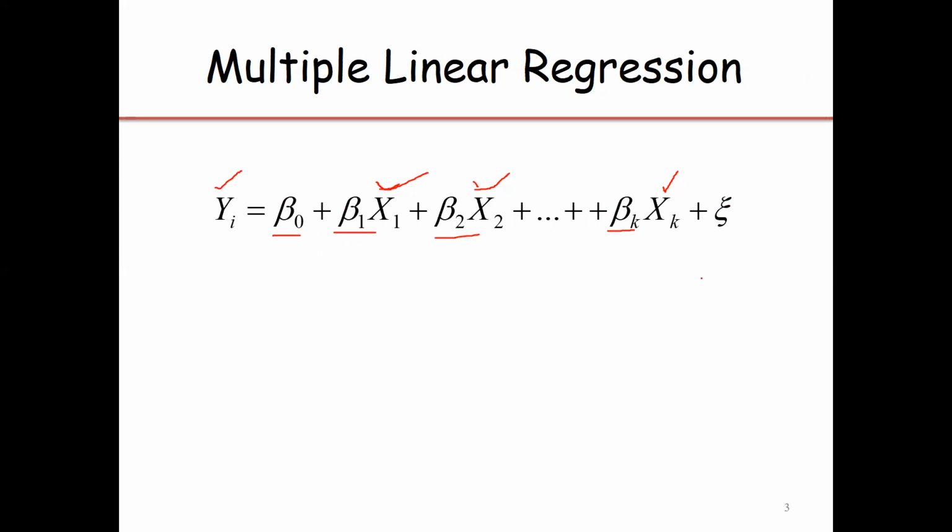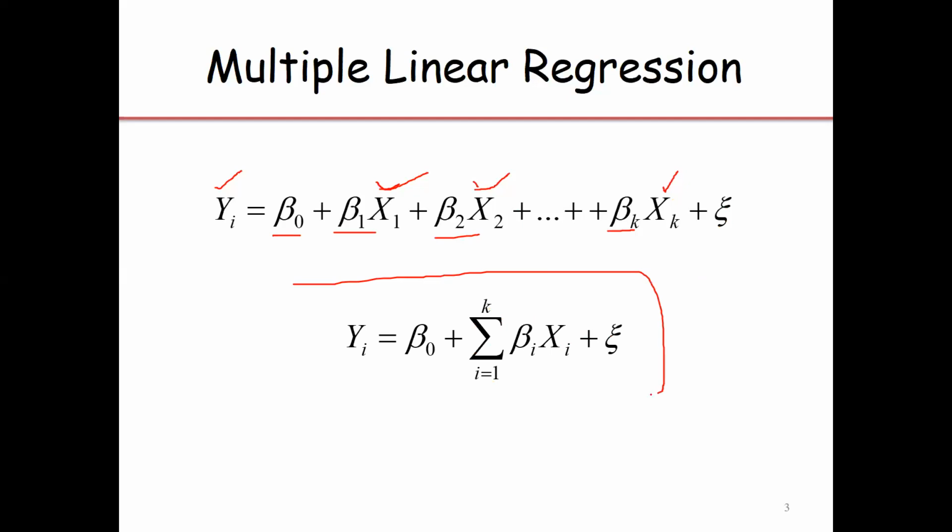It has certain assumptions: the error must be normally distributed with zero mean and common variance sigma square. These are the assumptions. This model can also be summarized in the form of a summation of beta i, xi, where i varies from 1 to k, plus beta naught, plus error. This is the simplified version of this model in sigma form.